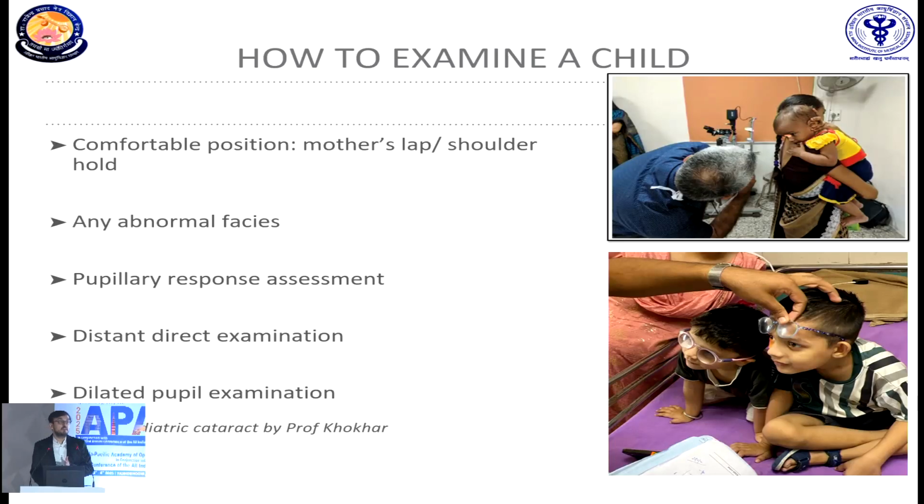Any abnormal facies and head circumference should be noted at this point because one might suspect congenital rubella syndrome or any syndromic association. In cases of unilateral cataract, pupillary response becomes essential since it might be an RD, it might be a PFV, and prognosis might be grim, which we need to determine before we go into the eye. Distant direct examination and dilated pupil examination are important.